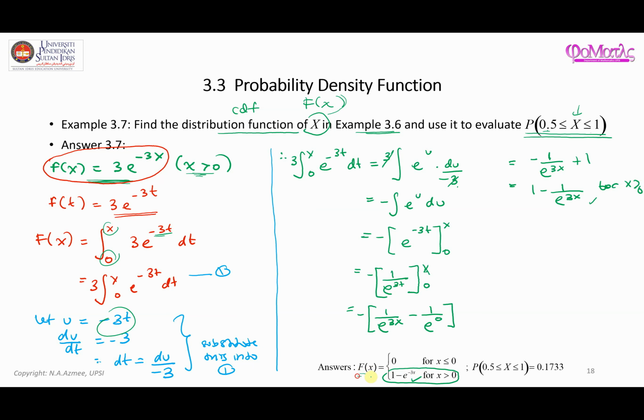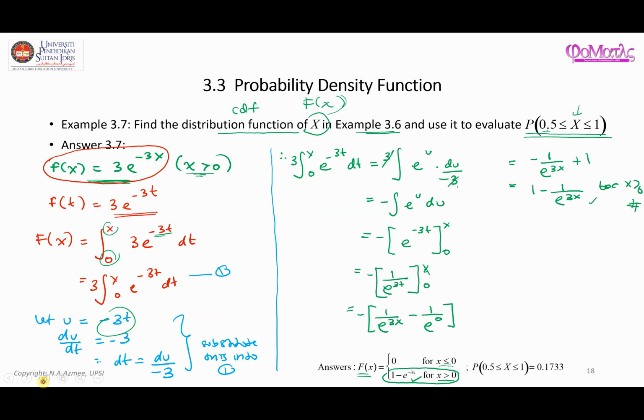So we have the CDF written in this manner. The value here is 1 minus e^(-3x) for x greater than 0, and it's going to be 0 for x less than or equal to 0. So that's what we've done here.